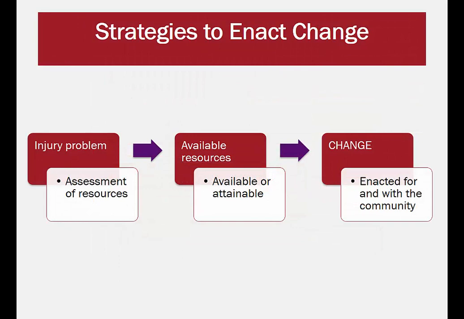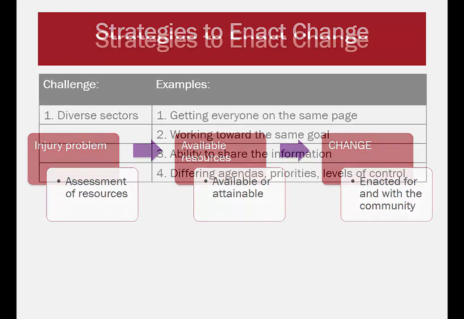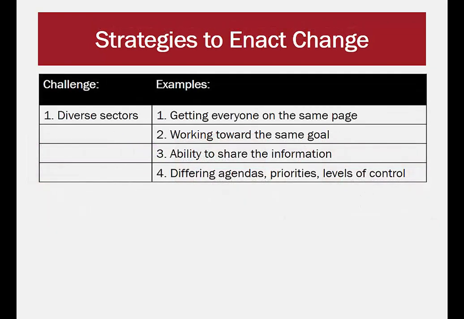Research has demonstrated that when an injury problem has been identified as an important issue by the community, and the community has available or attainable resources to address the issue, changes will result. Assessing the available resources to enact an injury prevention policy change comes with both benefits and challenges. Here we provide one example of a challenge that can come from the assessment of available resources.